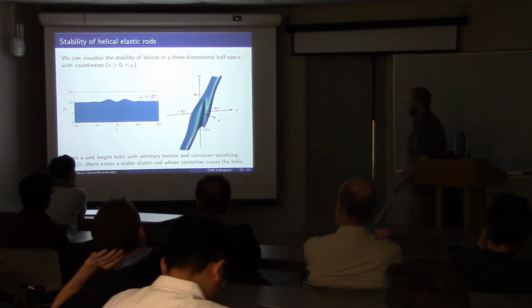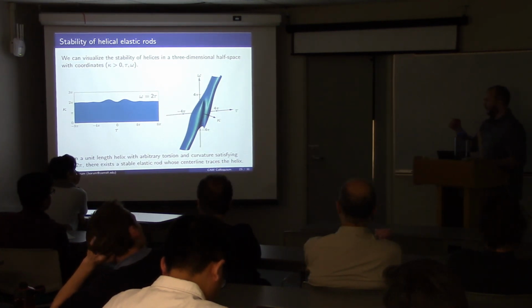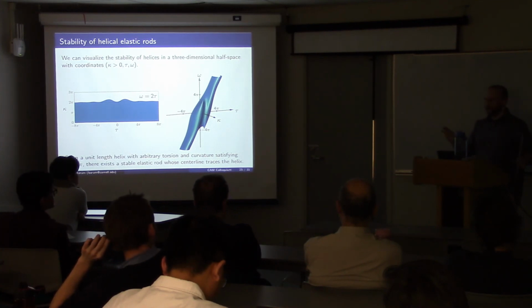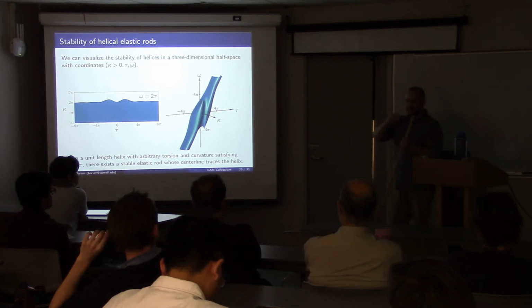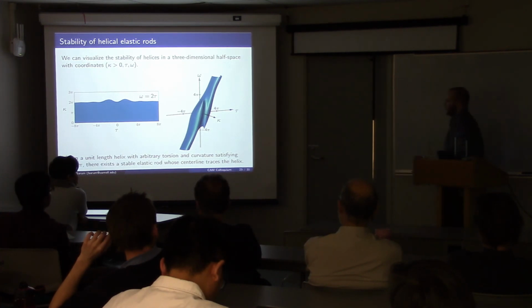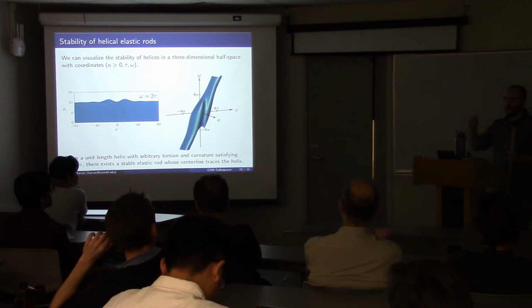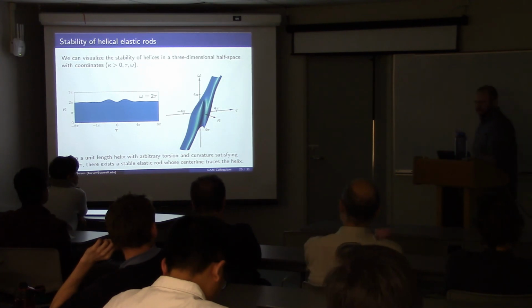This tells us if you give me a helical curve with arbitrary torsion, no matter what torsion it is, that's fine, and a curvature less than 2 pi, then I can find a rod whose center line traces that helix and is stable. You can always fit a rod to it that's stable. You'd think if you keep increasing torsion more and more, you're twisting it, it would eventually become unstable. We can make the torsion arbitrarily high if we want to.